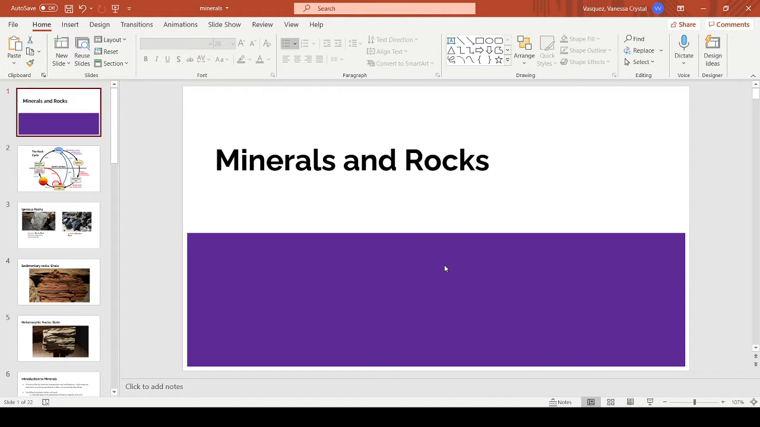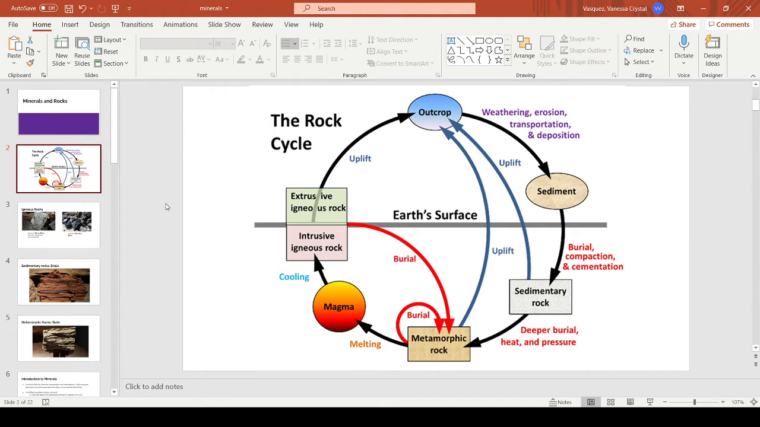Hello class, so this week's lecture is based on minerals and rocks, and first I wanted to talk about the rock cycle. There are three types of rocks, which are sedimentary rock, metamorphic rock, and igneous rock. So first I want to talk about the igneous rocks.